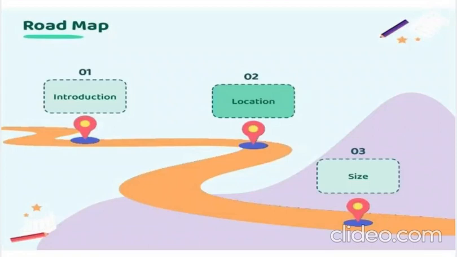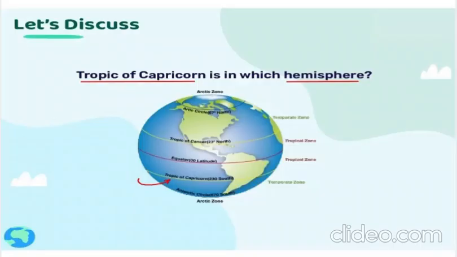Now let's move towards the locational part. Let's do one more question. Tropic of Capricorn, which hemisphere is it in? We have two tropics, the Tropic of Cancer and the Tropic of Capricorn, correct? The Tropic of Capricorn is located in the south, and the Tropic of Cancer is at 23 degrees north. Correct. So this is the Tropic of Capricorn as well as Cancer.